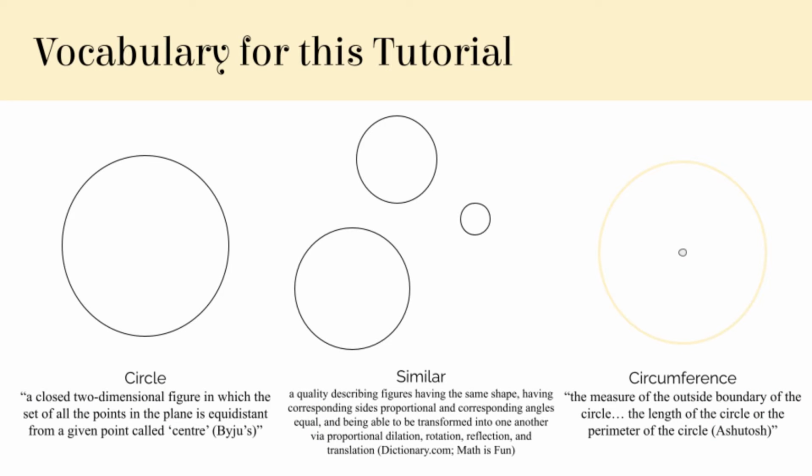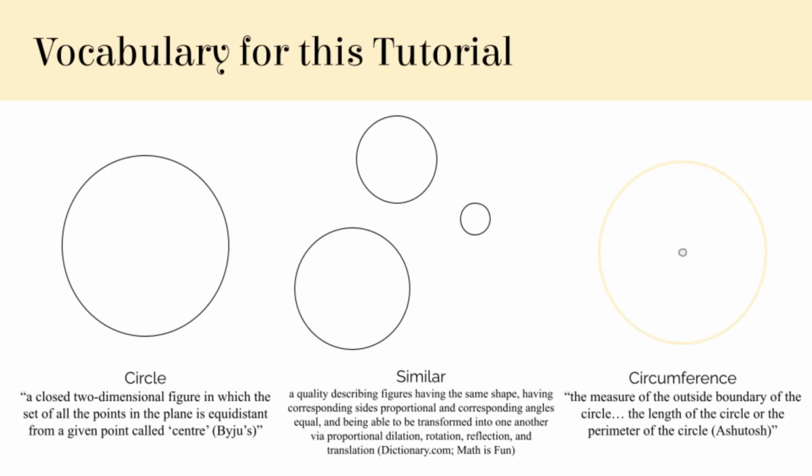Vocabulary for this tutorial. Circle: a closed two-dimensional figure in which the set of all the points in the plane is equidistant from a given point called the center. Source, Byju's.